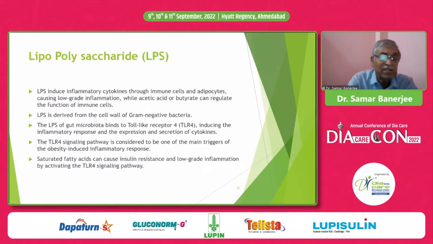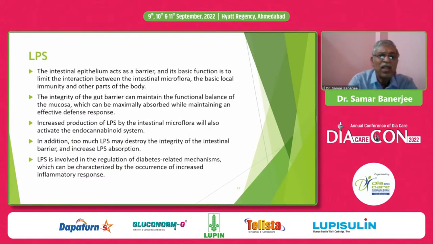Lipopolysaccharide induces inflammatory cytokines through immune cells and adipocytes, causing low-grade inflammation, while acetate or butyrate can regulate the function of immune cells, that is, they antagonize the effect of LPS, which is derived from the cell wall of gram-negative bacteria. The LPS of gut microbiota binds with toll-like receptor 4, inducing the inflammatory response. The TLR4 signaling pathway is considered to be one of the main triggers of the obesity-induced inflammatory response, and saturated fatty acid can cause insulin resistance and low-grade inflammation by activating the TLR4 signaling pathway.